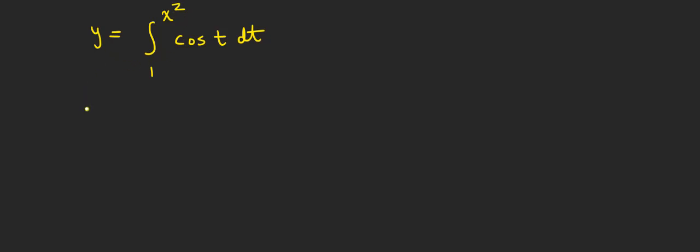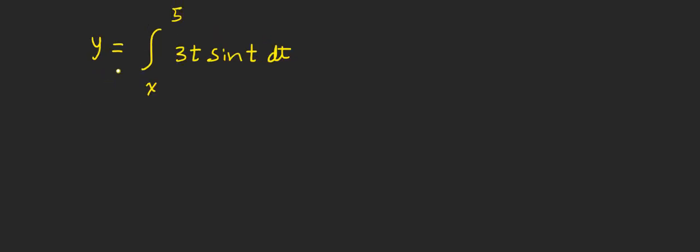So how do you find dy over dx, the derivative of y with respect to x? Well, first, instead of t, you've got to plug in x squared. But now you've got to be careful. What's the derivative of x squared? It's 2x. So you've got to multiply by 2x.